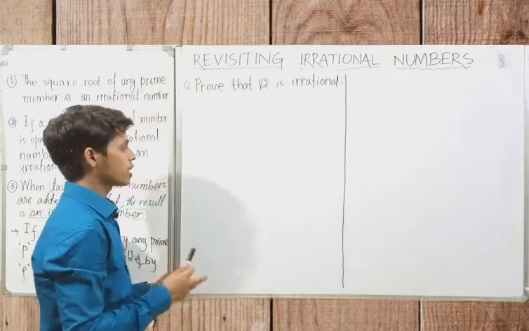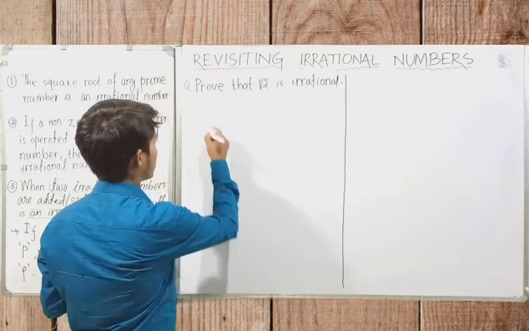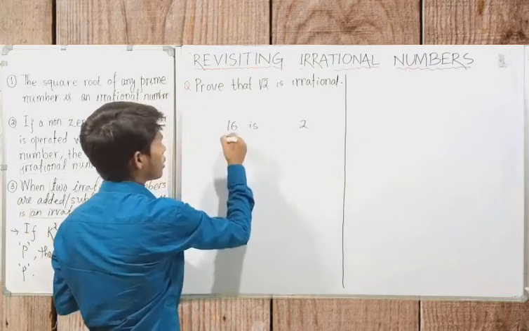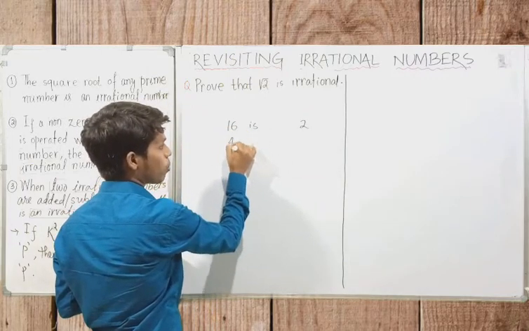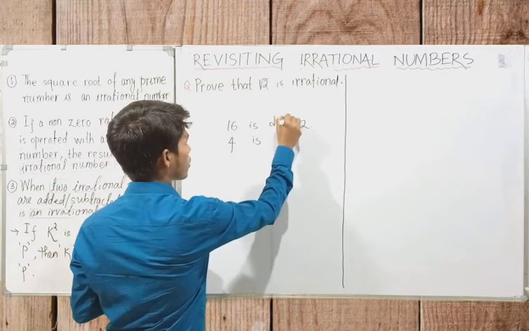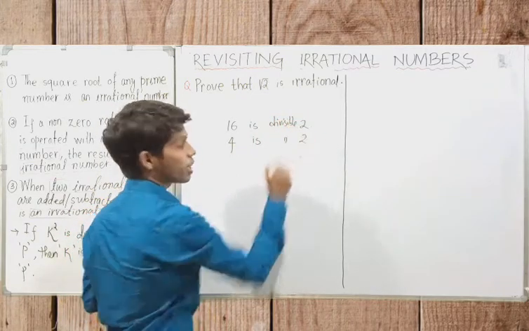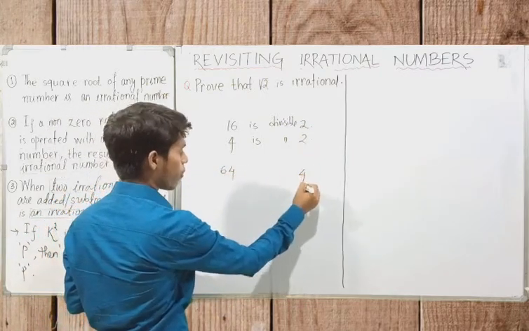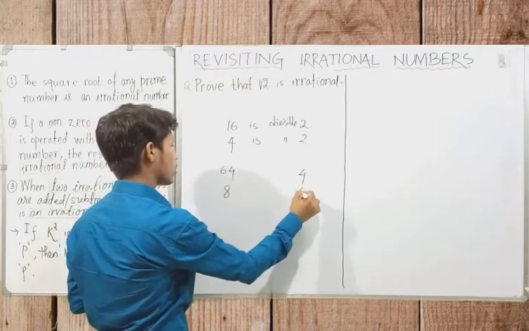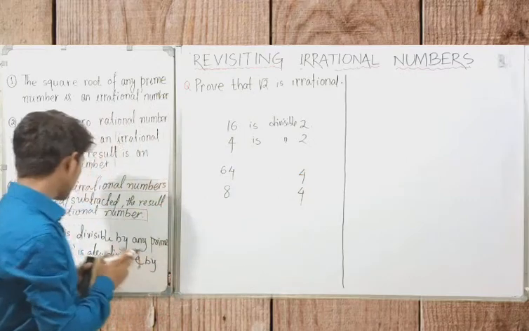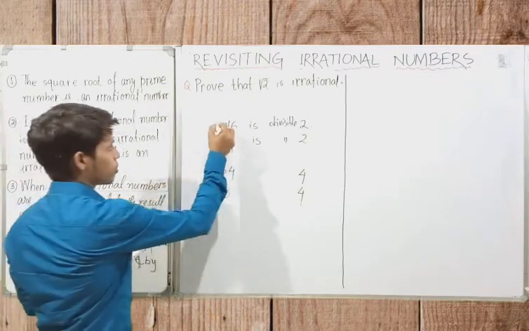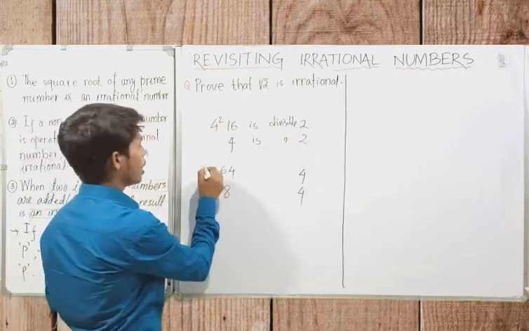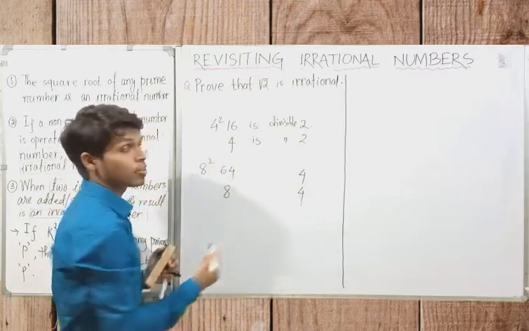Okay, for example, you can see that 16 is divisible by 2. Then the square root of 16, that is 4, is also exactly divisible by 2. You can also see if 64 is divisible by 4, then the square root of 64, that is 8, is also divisible by 4. This same fact is written here. If k square, here 4 square, is divisible by 2, then 4 is also divisible by 2. Similarly, if 8 square is divisible by 4, then 8 is also divisible by 4.